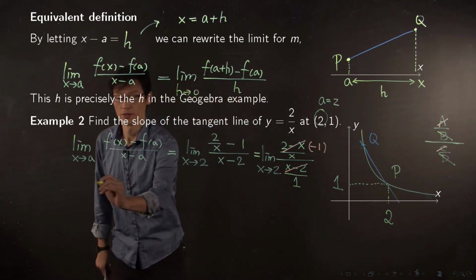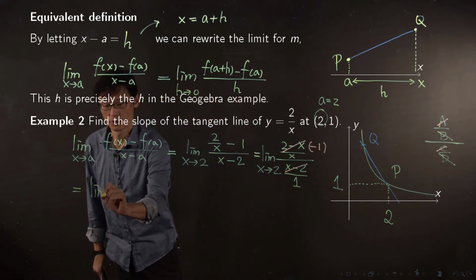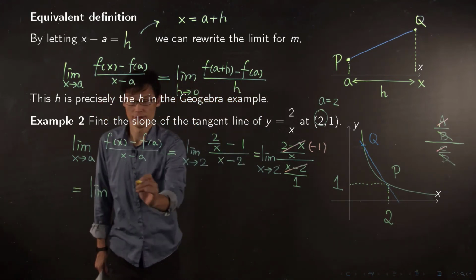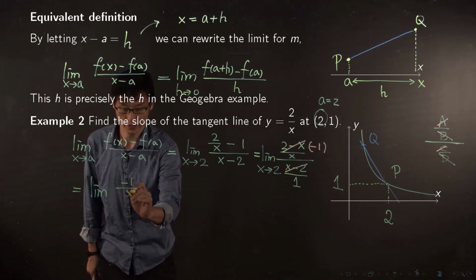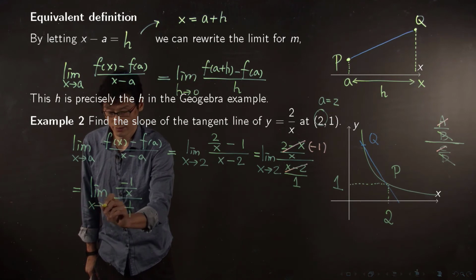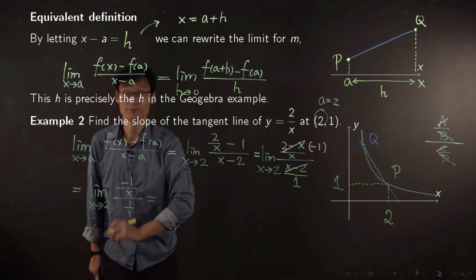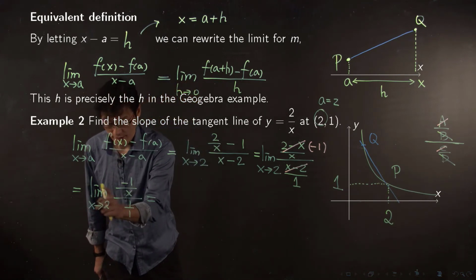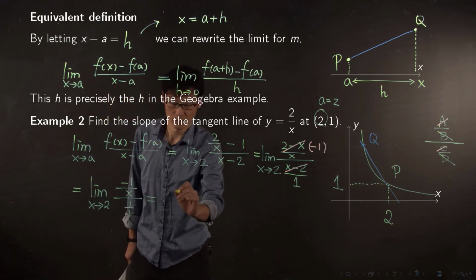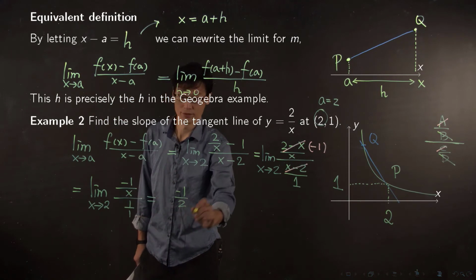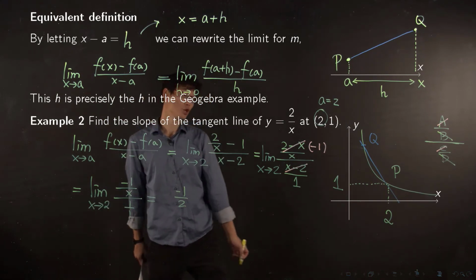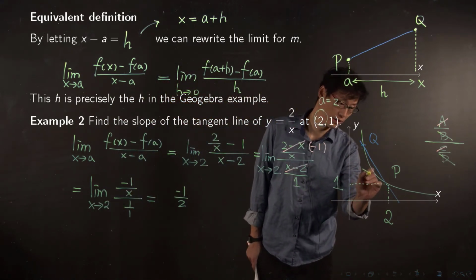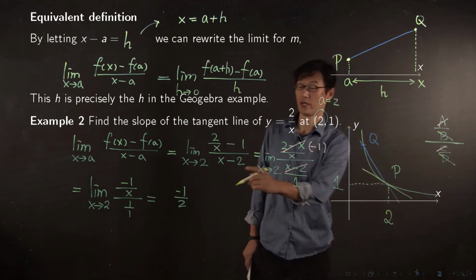So we have negative 1 over x over 1. And we are ready to find the limit just by plugging in this value. So negative 1 over 2 over 1. So it turns out that the slope of the tangent line at this point is negative 1/2.